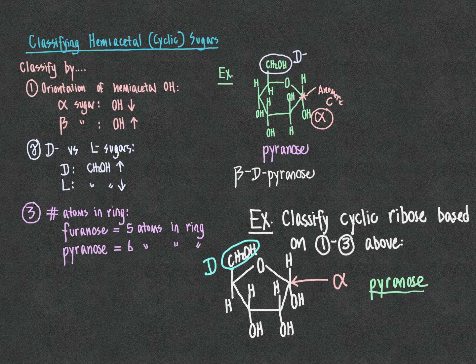Now, plugging all these terms together, we could refer to this structure as a whole as alpha D ribofuranose. Alpha refers to the configuration of the anomeric carbon, D tells us that the CH2OH group points upward, ribo indicates it's derived from ribose, and furanose indicates there are 5 atoms in the ring.